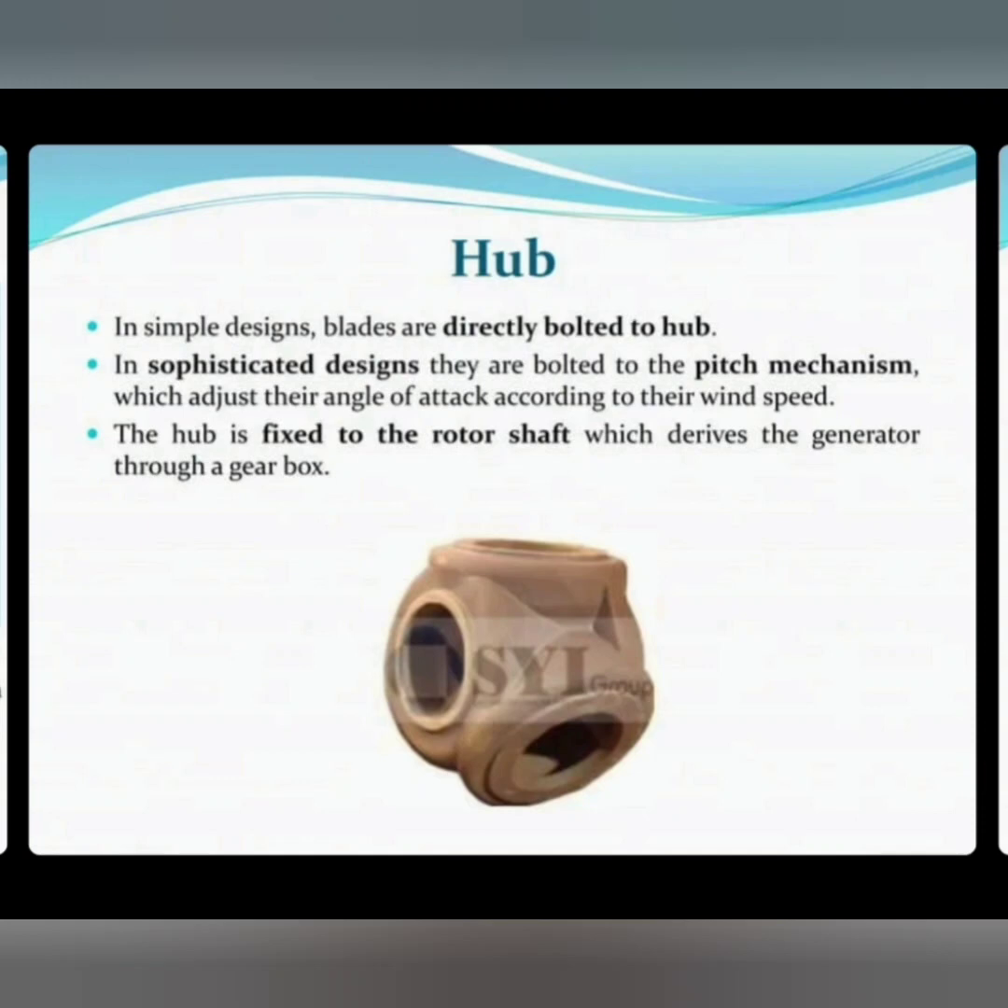Hub. In simple designs, blades are directly bolted to the hub. In sophisticated designs, they are bolted to the pitch mechanism, which adjusts their angle of attack according to the wind speed. The hub is fixed to the rotor shaft, which drives the generator through a gearbox.